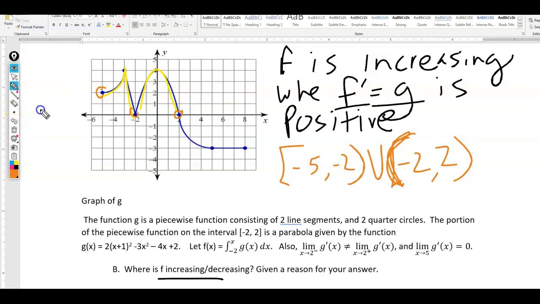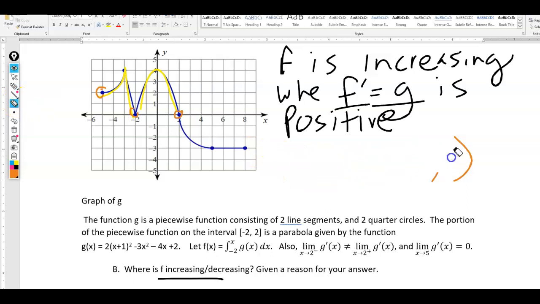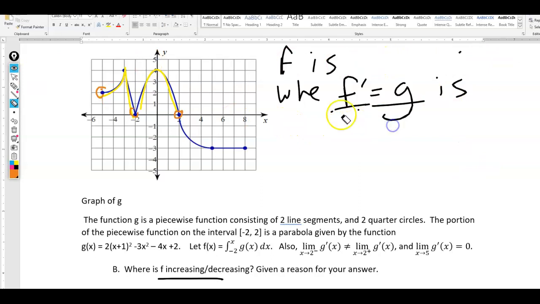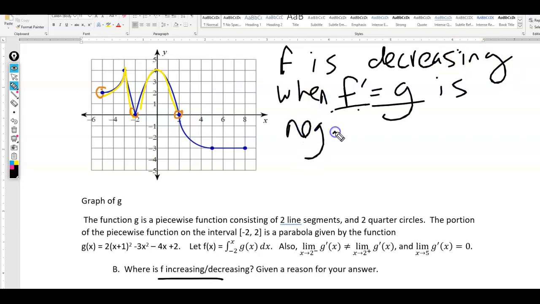And of course, to change the question a little bit, where is F decreasing? F is decreasing when F prime, which is G, is negative. And where does that happen? Well, that's this entire interval over here. So that would be a nice simple answer of 2 to 8. And actually the 2 is on the line, so we would give that a parenthesis.